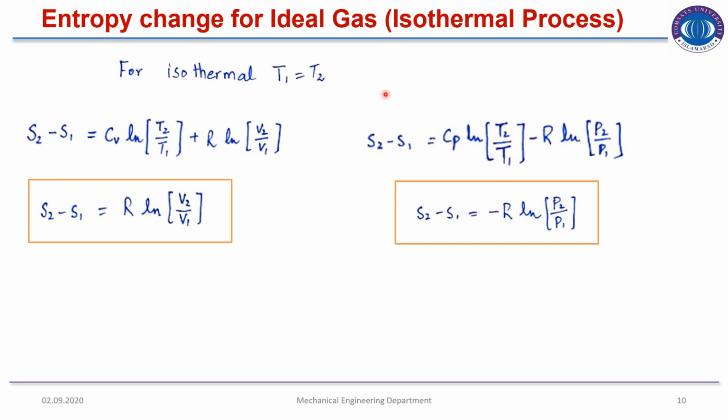Similarly, you may be asked to calculate the change of entropy for ideal gas for an isochoric process or an isobaric process. So that term will be cancelled out for an isochoric process, and for an isobaric process that term will also be cancelled out. So we have this main equation and we will utilize it for different processes. For different processes, that main equation will be reduced further.